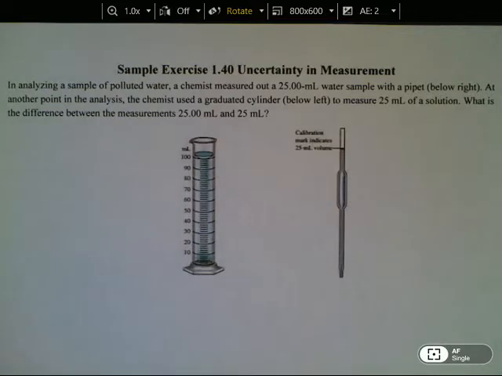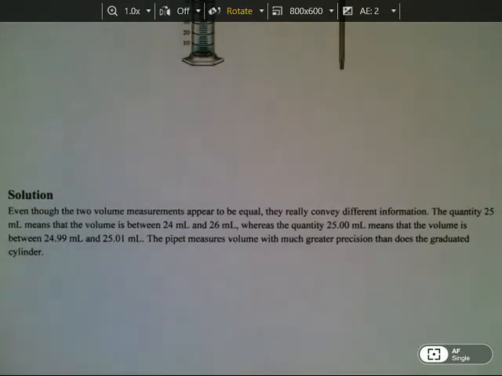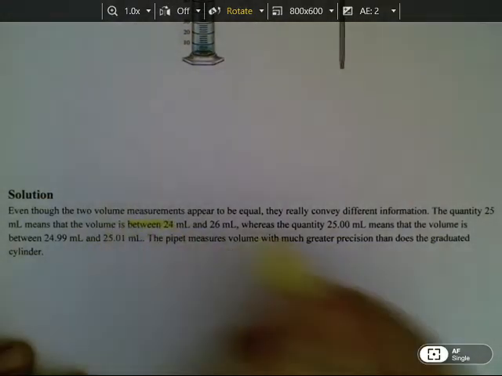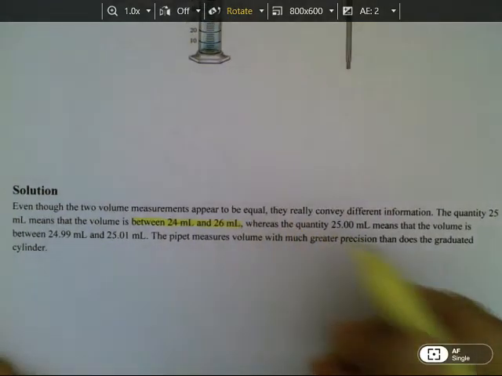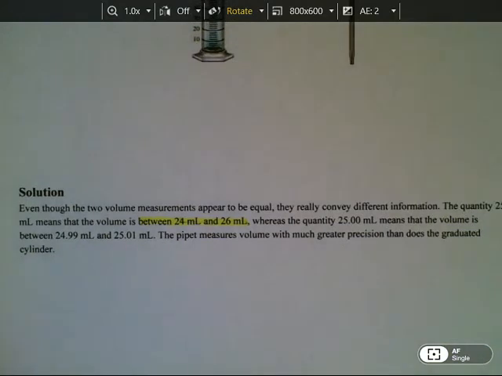Now let's look at a solution. So even though the two volume measurements, 25 mL and 25.00 mL, appear to be equal, they really convey different information. The quantity 25 mL means that the volume is somewhere between 24 mL and 26 mL. It doesn't necessarily mean it is 25 mL, it's just between 24 and 26. It may have been rounded to 25 mL.